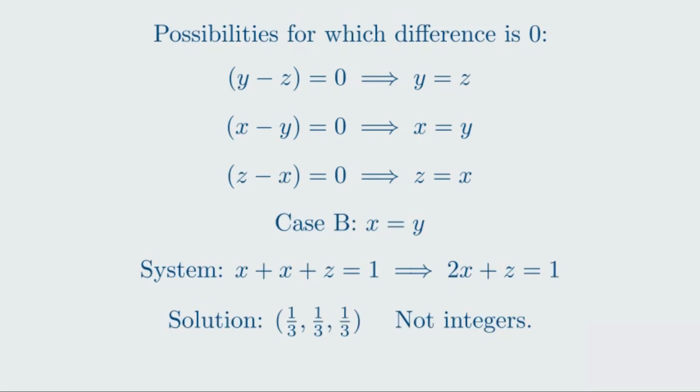The solution is x equals y equals z equals 1/3, not integers. In this specific case, the differences must have been x minus y equals 0, and y minus z equals 0 plus or minus 1, and z minus x equals 0 plus or minus 1. Let's see what happens if y minus z equals 1, then y equals z plus 1. Since x equals y, x equals z plus 1. Substituting into x plus y plus z equals 1 gives z plus 1 plus z plus 1 plus z equals 1, or 3z plus 2 equals 1, so z equals negative 1/3. Again, not integers. Wait, I made a mistake.